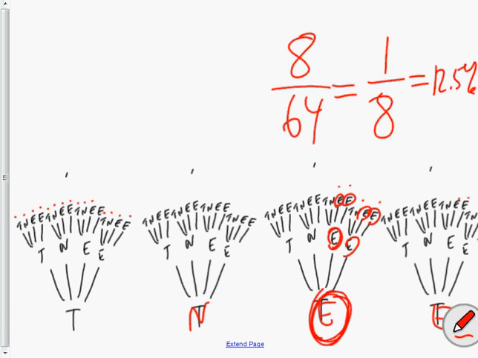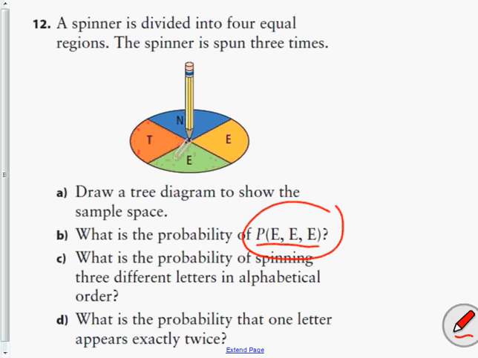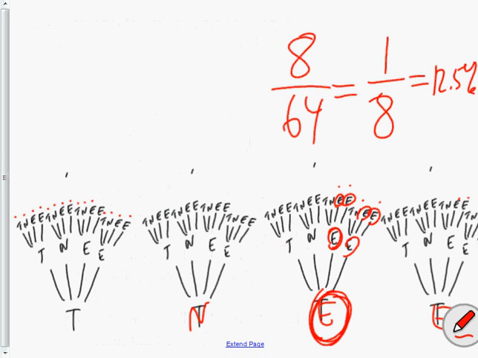There's a 12.5% chance of doing EEE. And finally, what's the probability that one letter appears exactly twice? Oh, great googly moogly. Exactly twice.